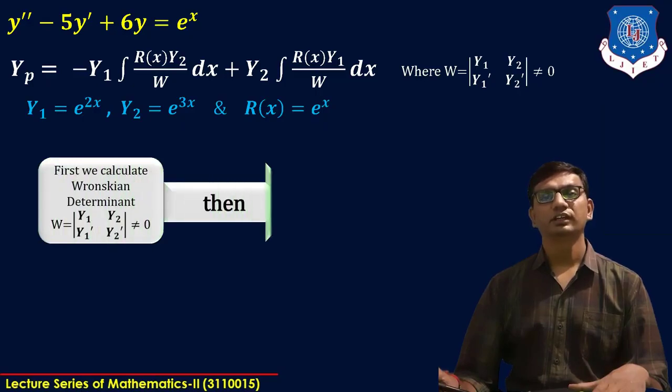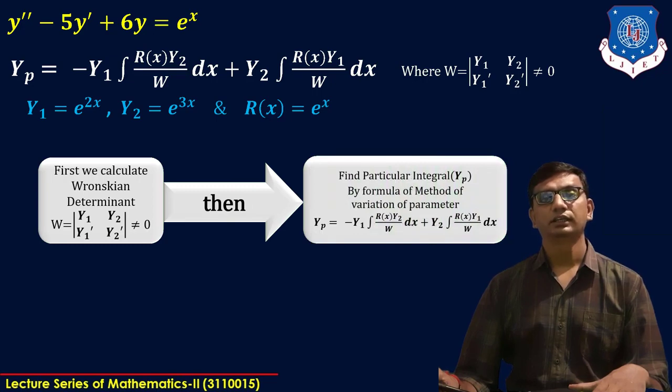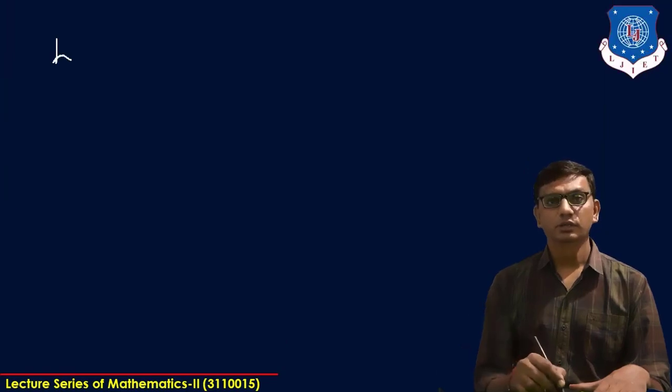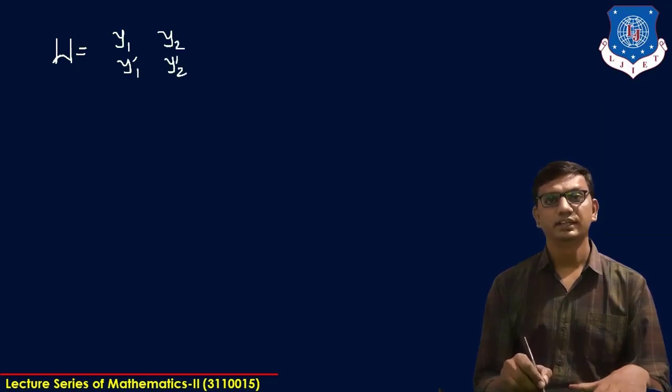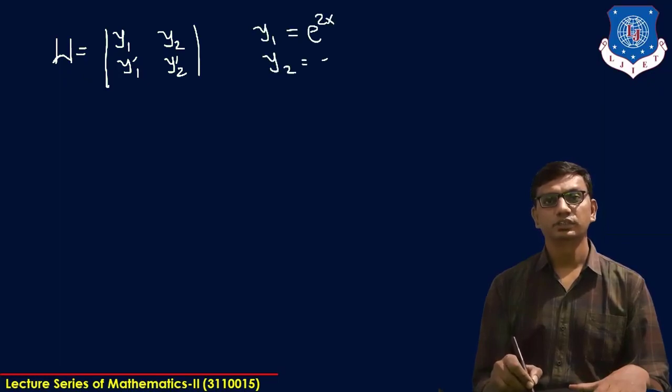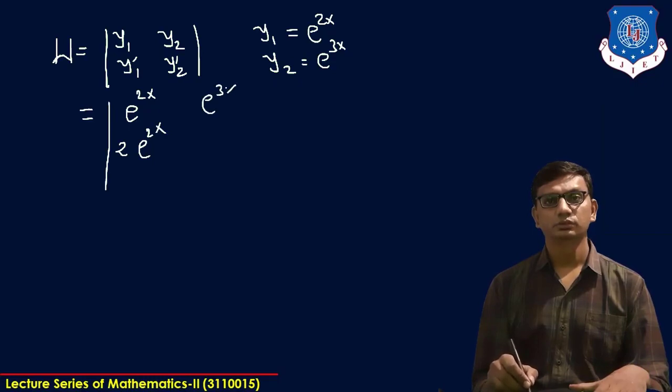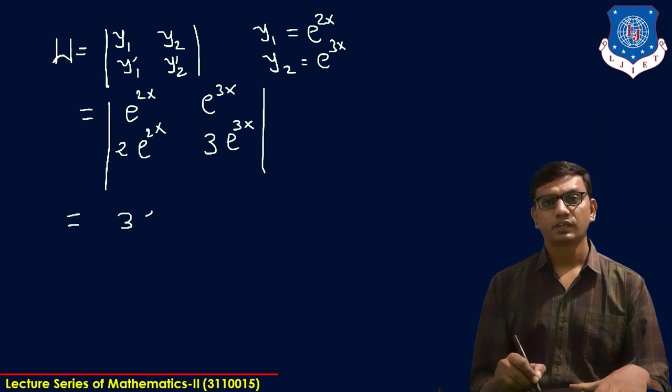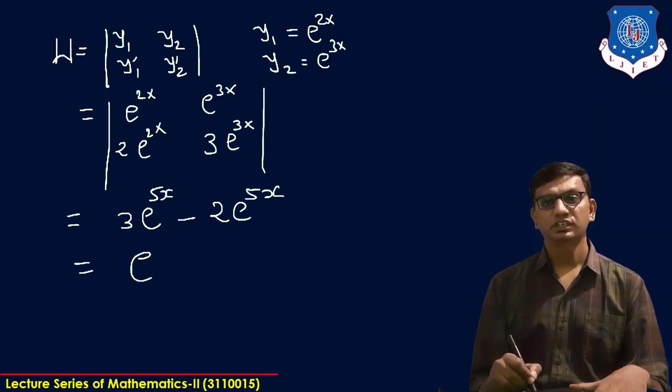First we find the Wronskian determinant, then find yp by the method of variation of parameters formula. Let us see by calculation how to find W. W equal to y1, y2, y1 dash, y2 dash. Here y1 is e raised to 2x, y2 is e raised to 3x. Put in the Wronskian determinant, we get e raised to 2x, 2 times e raised to 2x is the derivative of it, e raised to 3x is y2, and its derivative is 3 e raised to 3x. Now we solve this determinant, we get 3 e raised to 5x minus 2 e raised to 5x. That means it is e raised to 5x, which is not equal to 0.